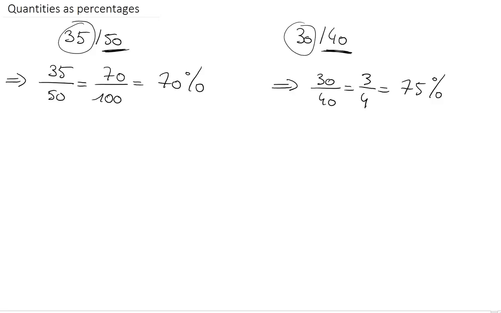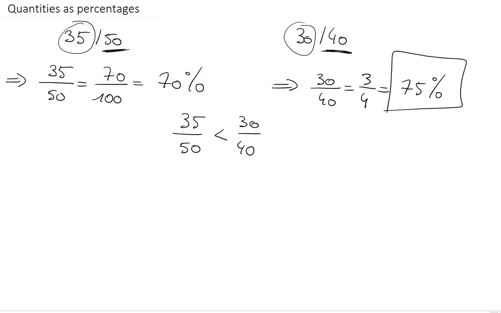Now I see 35 over 50 gives me 70%, while 30 over 40 actually gives me 75. So I obviously did better on my second test because 75% is more than 70. That means that 35 out of 50 is smaller than 30 out of 40. Alright, second example.